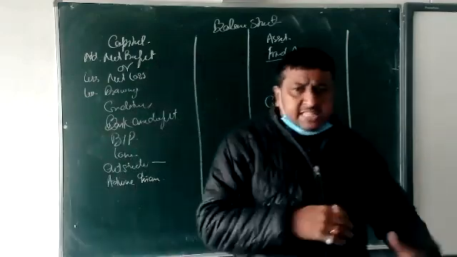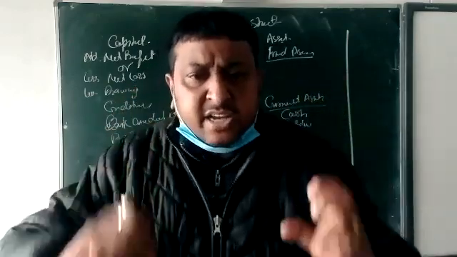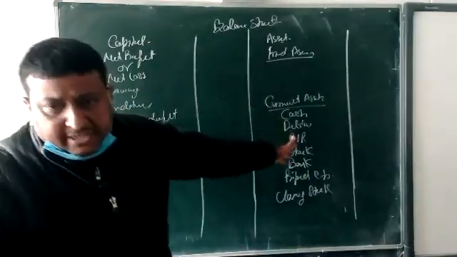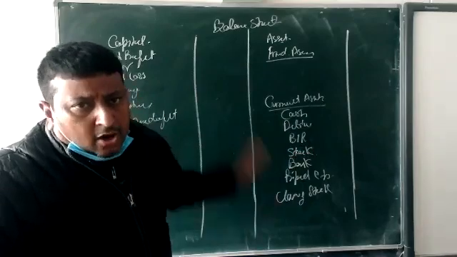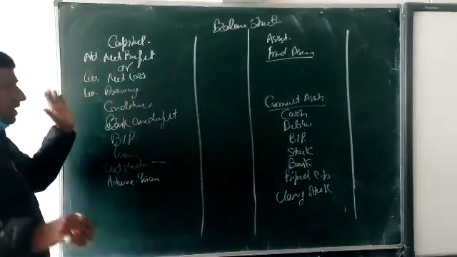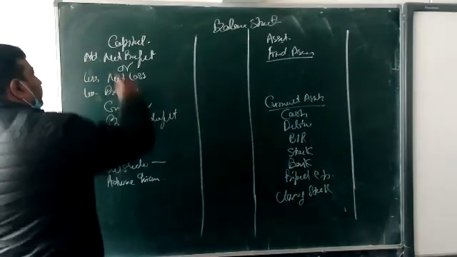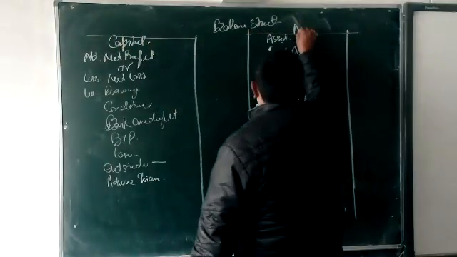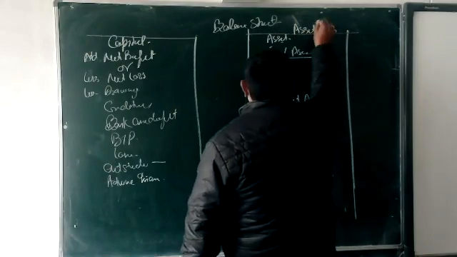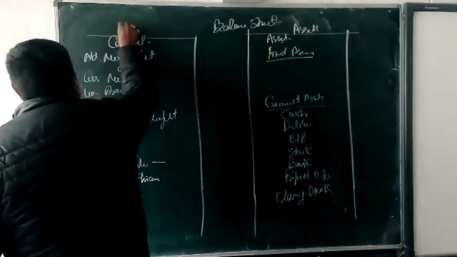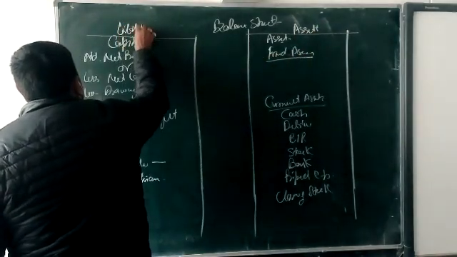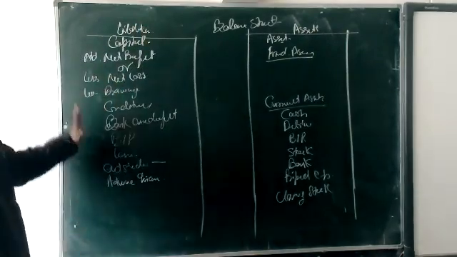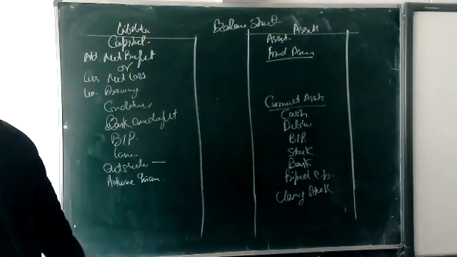Don't go for remembering these things. Just put the system in your mind. All liability we are putting on that side and all assets we are putting on the asset side. Okay, beta? This is the liability side and this is the asset side. Okay? This is the liability side and that is the asset side.